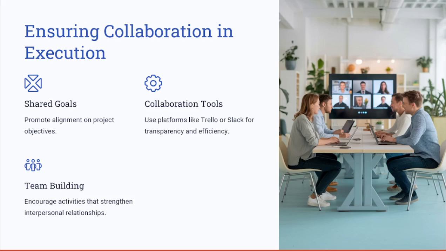So, how do you ensure the collaboration in execution? Collaboration is the backbone of effective project execution. Tools like, let's say, Slack, which facilitate transparent communication, while team building exercises strengthen the interpersonal relationships. So you need to ensure promoting shared goals and objectives within your team so they understand the end goal of the project and they align their activities and their efforts towards these goals and objectives.